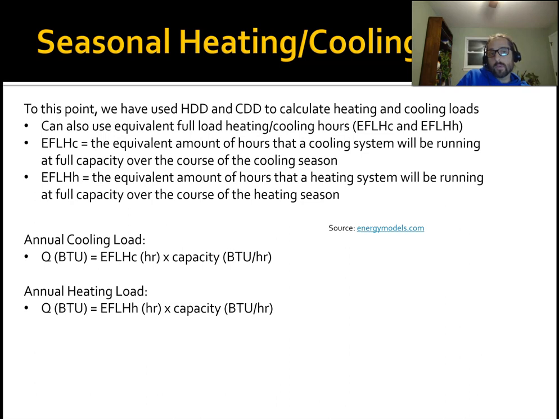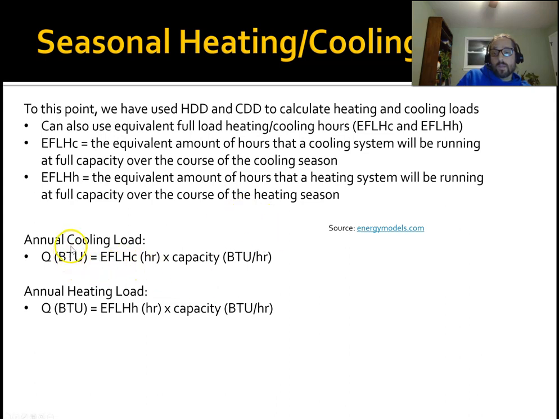So to this point, we've been using HDD. We also kind of mentioned CDD, the HDD times the area times the U times 24, right, to do the seasonal heating load. But we can also approximate it using the capacity of the equipment, assuming that the equipment is sized correctly. In order to do that, we just need a couple of things. We really only need the capacity and what's called the equivalent full load heating hours, or the equivalent full load cooling hours.